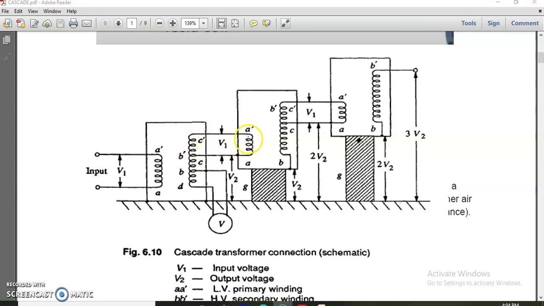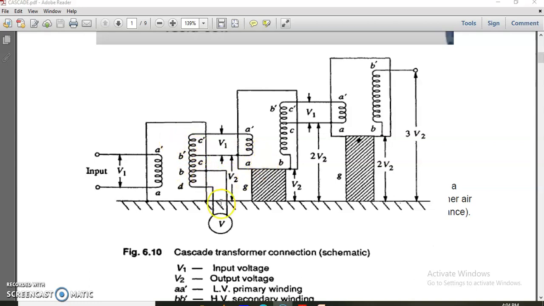This excitation winding is connected as the primary of the second unit, and it acts as a secondary winding of the first transformer. The rating of the excitation winding is almost identical to that of the primary low voltage winding. So the high voltage connection of the first transformer and the excitation winding terminal are taken to the bushing of the second transformer.